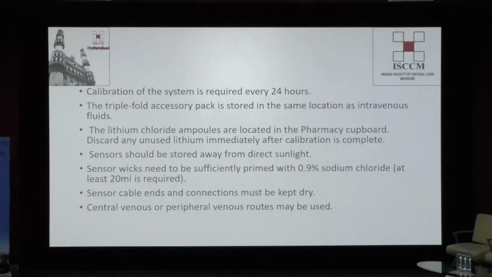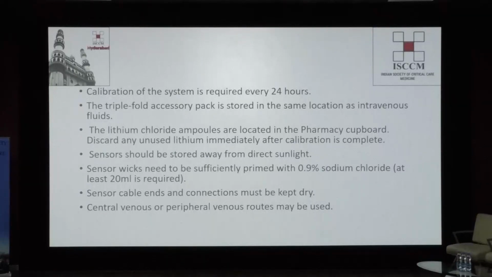Calibration: one more advantage of this system is no need of frequent calibration. You need to calibrate the system only once in 24 hours. It comes with a triple fold accessory pack. The triple fold accessory pack contains 3 circuits. One is a spark and ride circuit. Another is an arterial pressure thermistor on the arterial side. Another is a lithium sensor. It comes with a triple fold pack, and lithium chloride ampules will be supplied. The sensor should be stored away from direct sunlight. And these wicks, I will show you in the next slide.